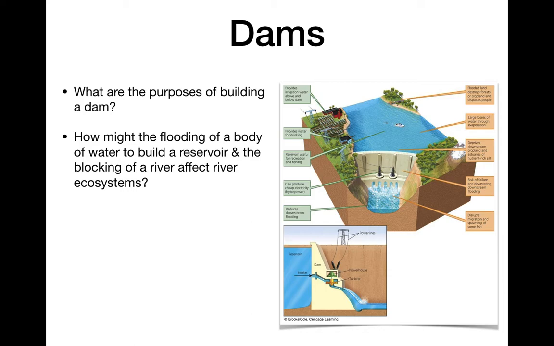But originally this river was not this deep, right? It was not as deep of a river. And when we flood a body of water and then build a reservoir and block a river, how could that possibly affect the river ecosystems, all the things that live there? Can fish swim through the dam up and down the river?